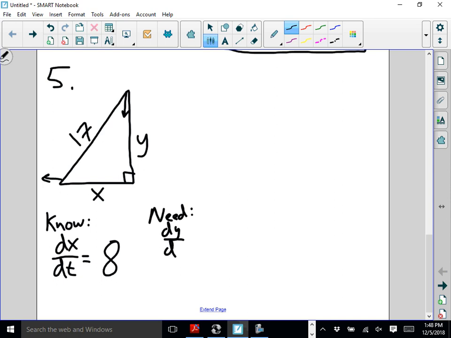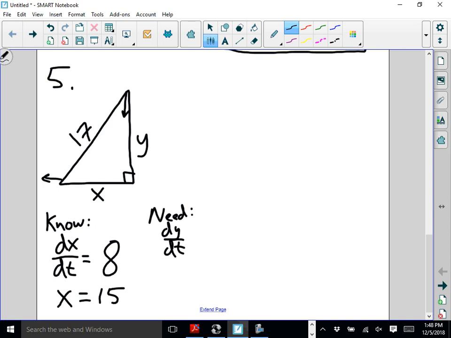At the instant, the base of the ladder is 15 feet from the house. Notice that unit, 15 feet. That is not a rate. The distance, the base of the ladder from the house is x, so I know x equals 15. Okay. That's all that's explicitly given.